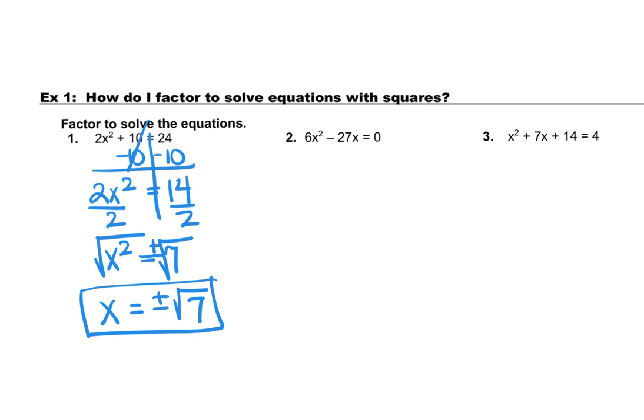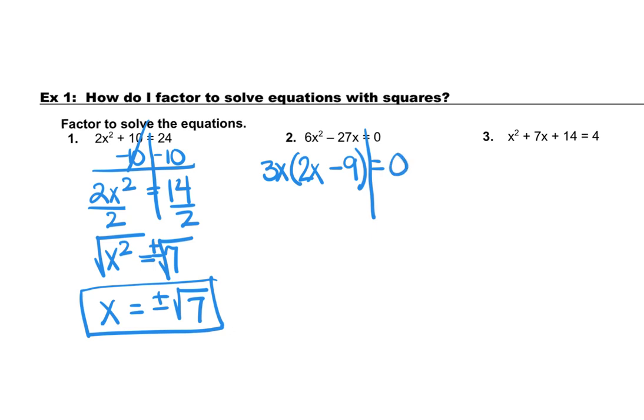The second example was when we solved this by factoring out. And so we were looking for the greatest common factor. I was looking to see, well, what number can go into 6x squared that can also go into negative 27x. And so we know that a 3 and an x can go into both of those. So 3x goes into 6x squared 2x times, and 3x goes into negative 27x negative 9 times. And then that's equal to 0.